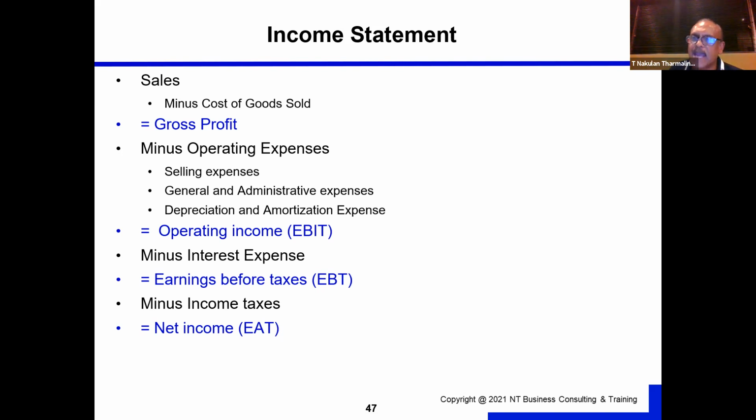That's what bottom line and top line means in their own words. So Nakulan, Yunwai has a question. How would disbursements recovered from clients be recorded? Come again? Disbursement? How would disbursements recovered from clients be recorded?